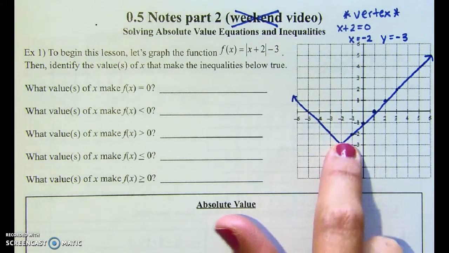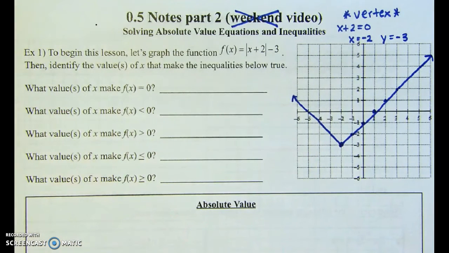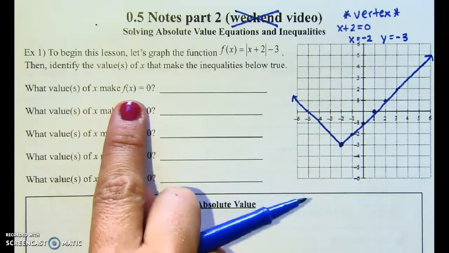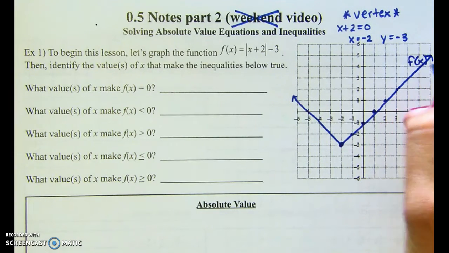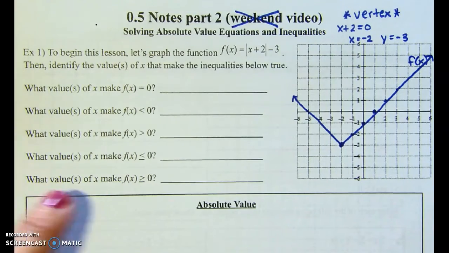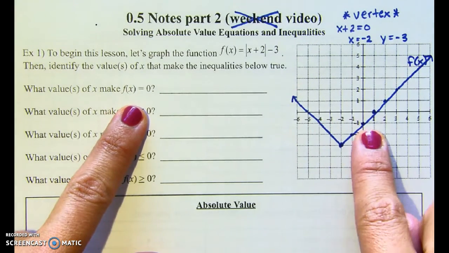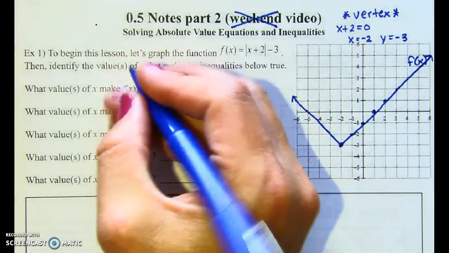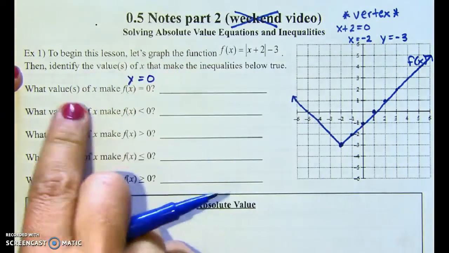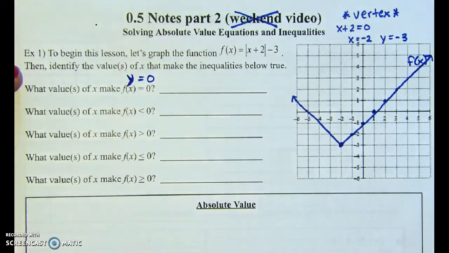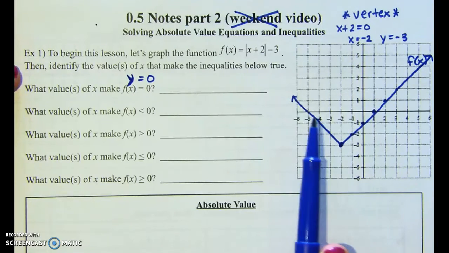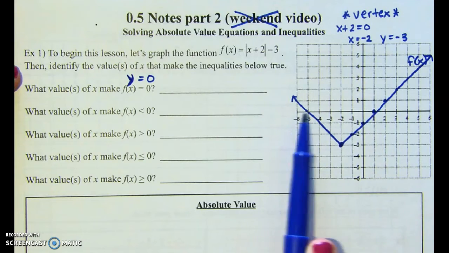Okay, now that we have that graphed, let's answer these questions. What values of x make this function equal to 0? The blue lines are the function f of x. Now remember, f of x is y. So where is y equal to the number 0? Here is y equals 6, y equals 5, 4, 3, 2, 1. Right there, this is y equals 0. This whole line, all of this is y equals 0.